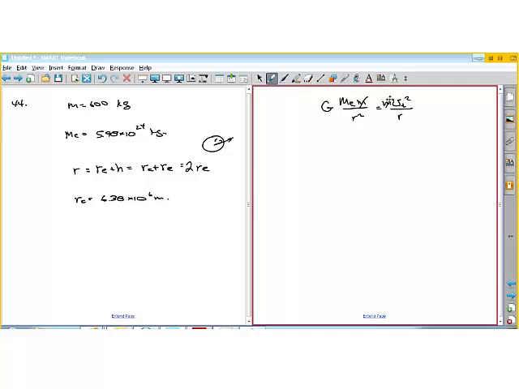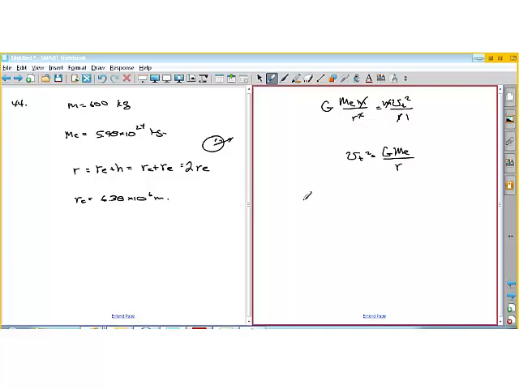So the masses cancel out. One of the r's cancels out. So we get v tangential squared is equal to G times the mass of the Earth divided by r. Okay, so that's the equation that we want to use. Now, let's think about what they want to do. Orbital speed, well, that's this thing.